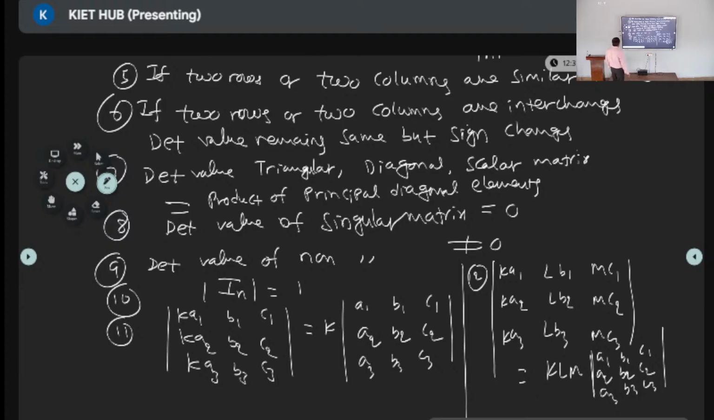Coming to next, 12th property. All 12 properties are clear to all of you?